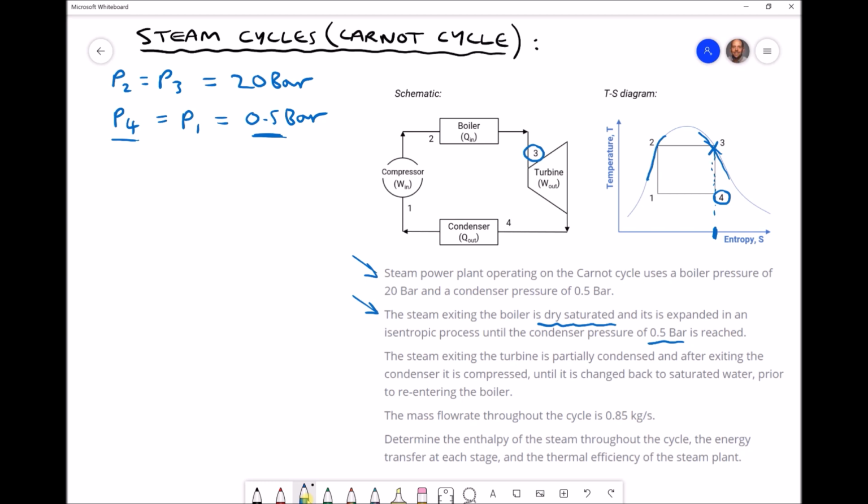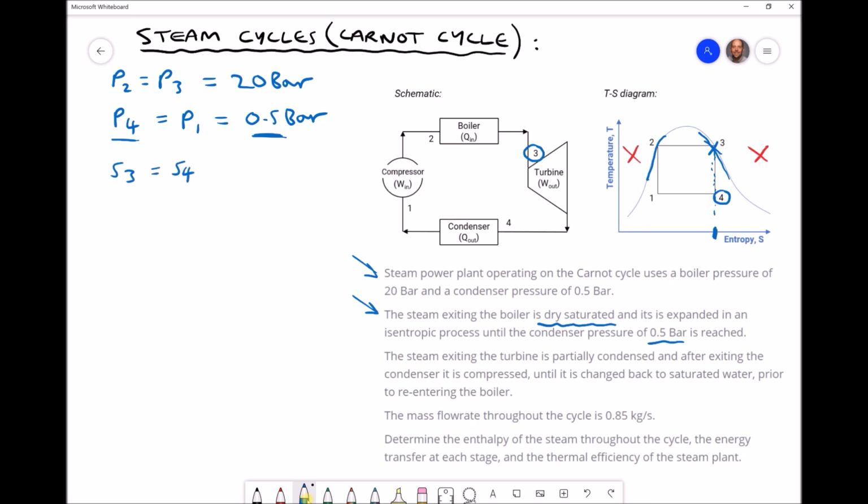The reason we know we have wet steam here is because anything under the curve represents wet vapour. Anything to the right represents superheated steam, anything to the left represents water, and anything under the curve is wet steam or wet vapour. We're going to need to determine the dryness fraction of our steam at position 4 later on, but what we can write for the time being is S3 equals S4.